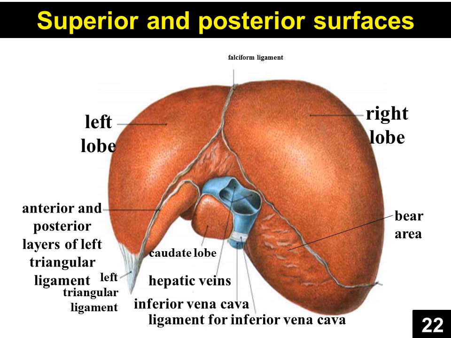The superior surface, as we said, is the largest part of the diaphragmatic surface. It lies immediately below the diaphragm and is separated from it by peritoneum, except in the triangular area, the bare area of the liver, which we talked about when we discussed the falciform ligament. Now the major part of this surface lies below the right dome of the diaphragm. Where is most of it? Under the right dome of the diaphragm.